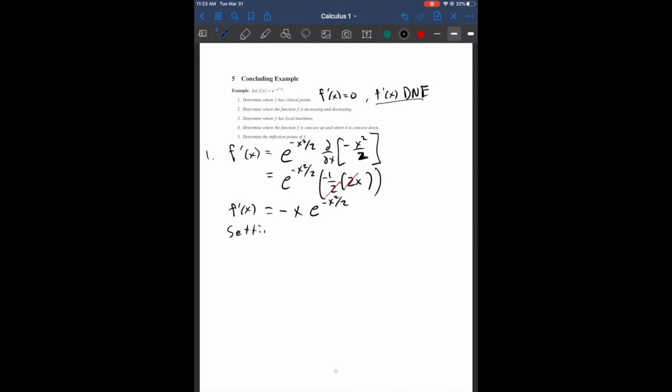Okay, now that we found that, we can set that to 0, and we're going to get f prime of x, that's minus x e to the minus x squared over 2. Set that equal to 0. We're going to solve for x. So when we have something like this, we can set each one of these two pieces equal to 0. So we get minus x equals 0. We get e to the minus x squared over 2 equals 0. So this first one gives you x equals 0, right? That's the only solution to that.